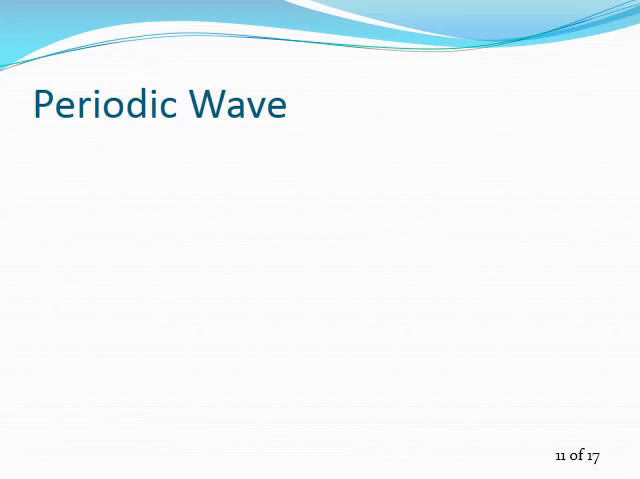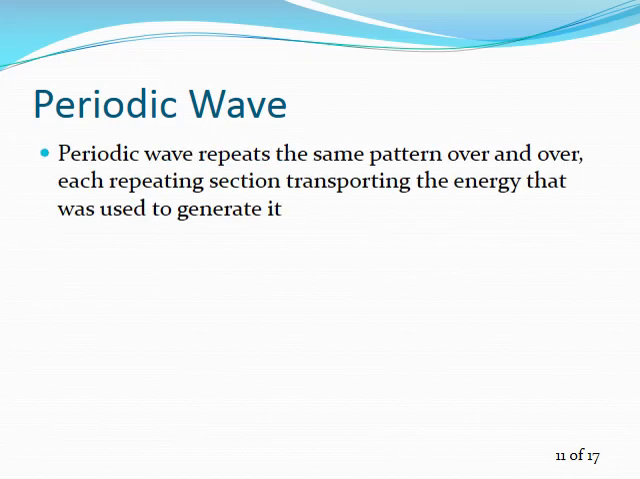Now we're going to talk about periodic waves. What is a periodic wave? Periodic waves represent the same pattern over and over, kind of like simple harmonic motion. It's repeated over and over and over again. Each repeating section is transporting the energy that was used to generate it. That's the definition of a periodic wave.